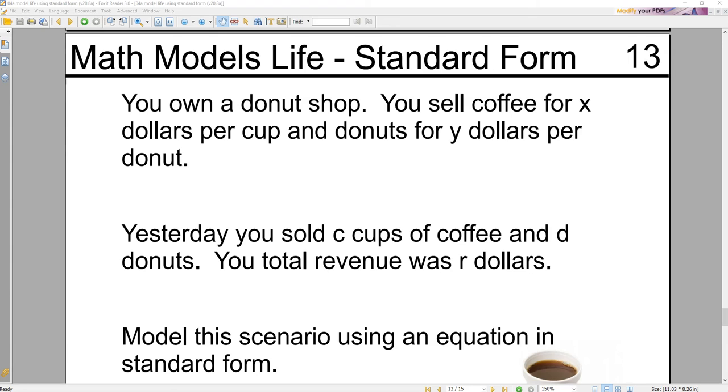Okay, we're back to this weird one. So you own a donut shop, you sell coffee for X, right? This is the cost of coffees, and times that by the number of coffees gives me how much I make off of coffees. Donuts for Y, right? Donuts, coffees, and my total revenue is R. So ready? XC plus YD equals R. Cost of a coffee times number of coffees, cost of a donut times number of donuts equals total revenue. We're going to put that one into our notes.